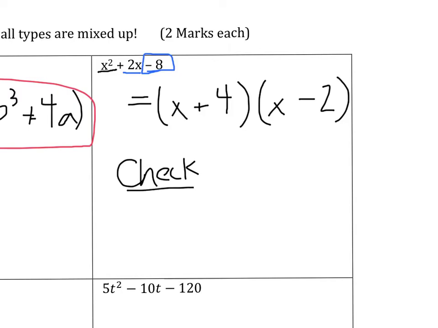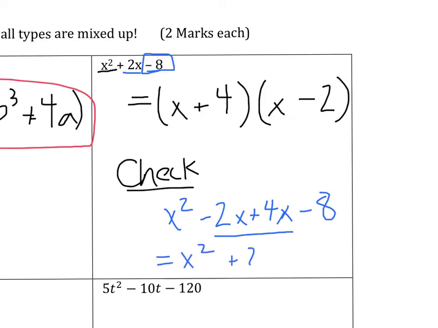Okay? So to check, you just multiply it all out. So here we go. X times x gives me x squared. X times negative 2 gives me negative 2x. 4 times x gives me 4x. And negative 2 times 4 gives me negative 8. Combine these middle 2 terms together, and we end up with x squared plus 2x minus 8. If I had a better pen, that would all make sense. All right? Hey, look, it checked out. Okay, as I said, we're not going to be doing the checks for all of these, but that's what you would do in order to check each and every one of your answers. Let's continue.